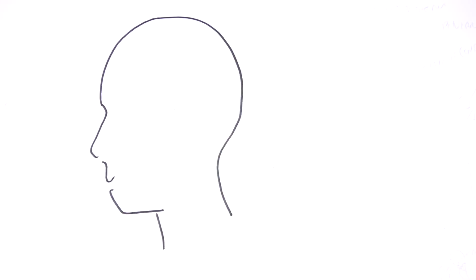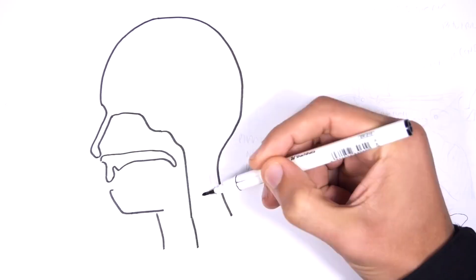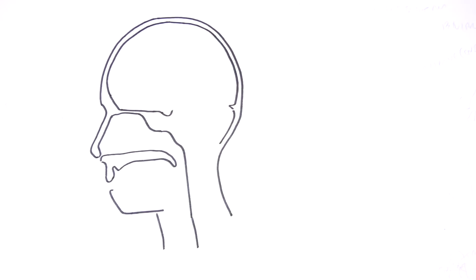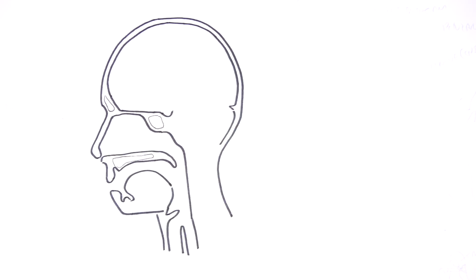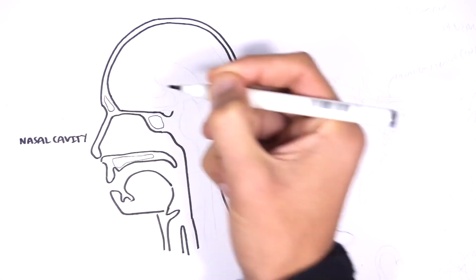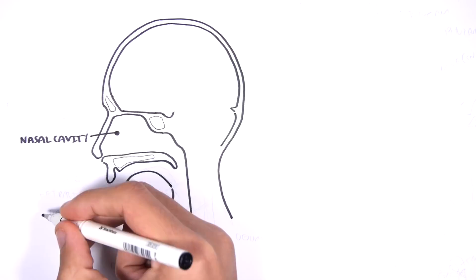Hello, in this video, we're going to talk about the clinical anatomy of the nasal cavity, focusing on the sinuses. Let's begin by cutting a cross-section or sagittal section of the nose and look at the general structure and revise the anatomy. Here is the nasal cavity.